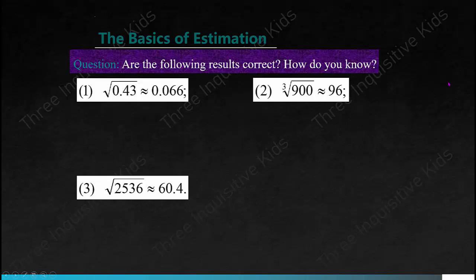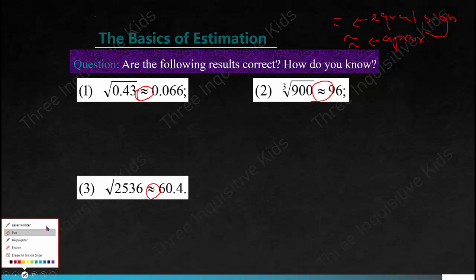This is the basics of estimation. Question: are the following results correct? How do you know? Also, if you are confused by this symbol right here, you might think it looks like an equal sign. This is not an equal sign. If you see it squiggled like that, it just means approximately. So, approximately, what is it? You can start thinking about this by yourself.